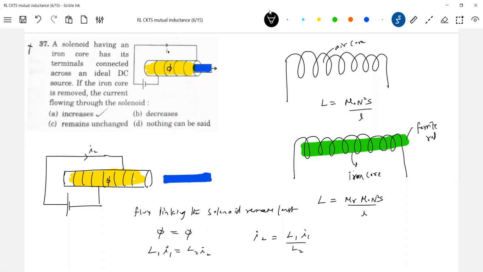Earlier L1 was greater than L2, because L1 is mu r times of L and L2 is only L. Please do compare: initially with the iron core, it will have more self-inductance, mu r times of L. Now L1 by L2, how much should it be? It will be only mu r, and mu r will be greater than 1. So therefore I2 is greater than I1.